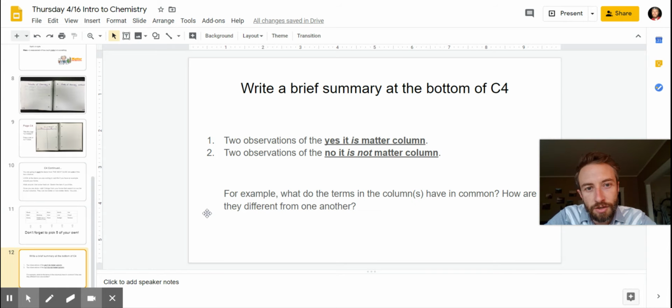And then at the end, we'd like you to write a brief summary. Start with the yes column, and you're going to record 2 observations of all of the items that are in there. What do they have in common? How are they different from one another? And then 2 observations of the no, it is not matter column.